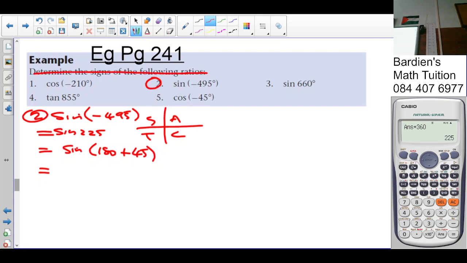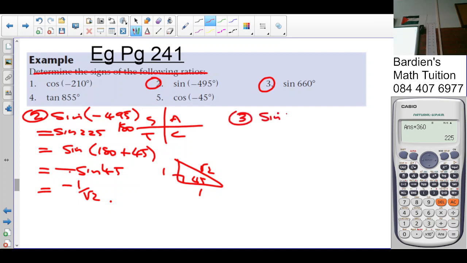So 180 plus takes you to the third quadrant, and the sign is negative. So it's negative sine 45. So it's 45, 1, 1, root 2. That's going to give you negative 1 over root 2. You all agree with that? Let's look at number 3.